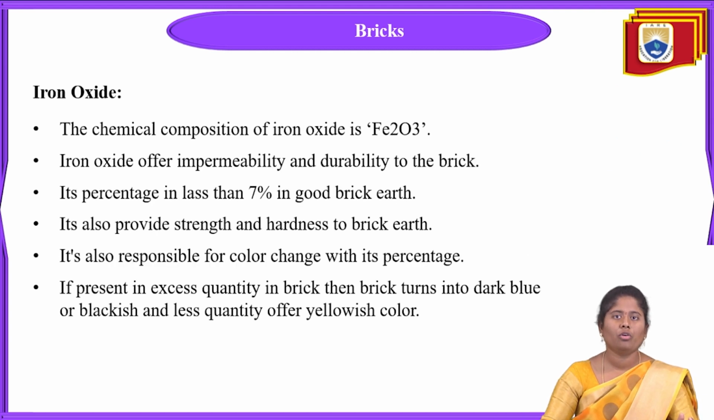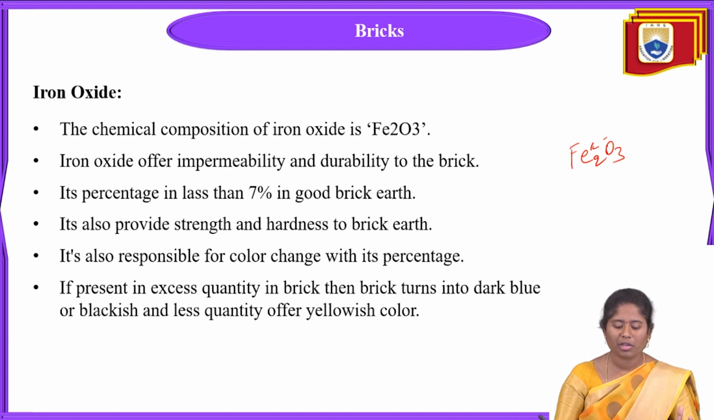Next, going to the next one, that is iron oxide. The chemical composition of iron oxide is Fe2O3. It mainly offers impermeability and also durability to the brick. Silica also gives durability to the brick, whereas iron oxide also gives impermeability and durability to the brick. Impermeability means what?